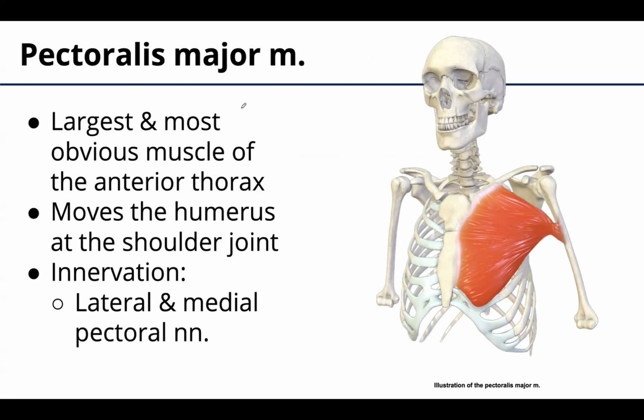So let's start with the biggest one and the most superficial, and that's going to be the pectoralis major. This is the largest, the most obvious muscle of the anterior thorax. It is going to have various attachments on the sternum and the clavicle, and its distal attachment on the humerus. That means it crosses the shoulder joint and can affect action there. This muscle actually has a dual innervation. It's going to be innervated by two different nerves. Both have pectoral in the name: the lateral and the medial pectoral nerves.